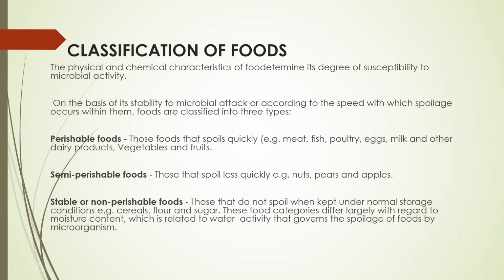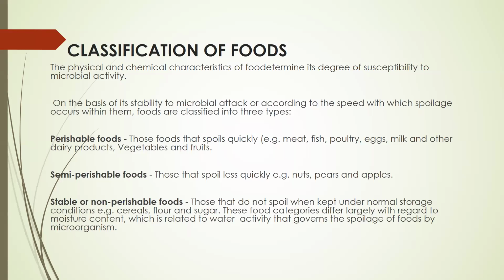Even though we have fruits among the perishable foods, we have fairly semi-perishable fruits like apple, pear, or nut. If I put an apple on a table, it can stay there for maybe a week, but I cannot leave my watermelon, banana, or pineapple for that long. So some foods are perishable because they spoil quickly, and some are semi-perishable because they spoil less quickly.